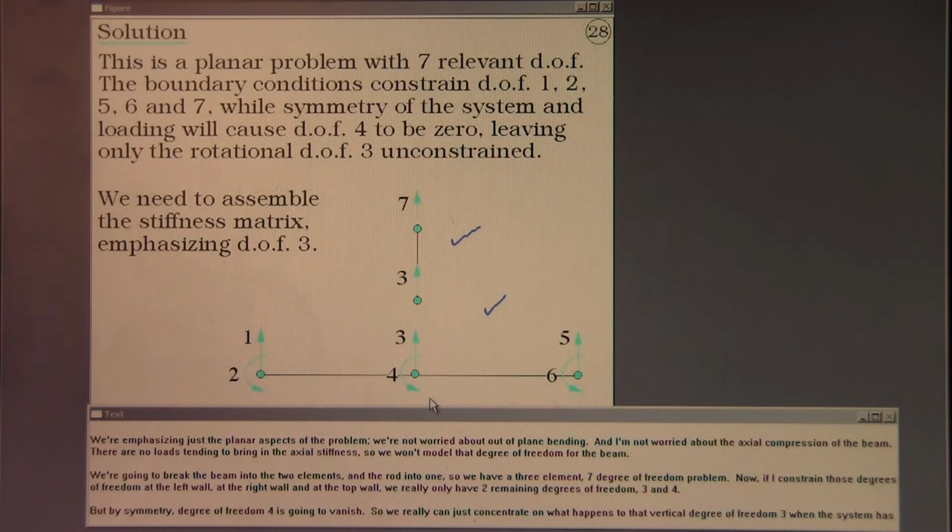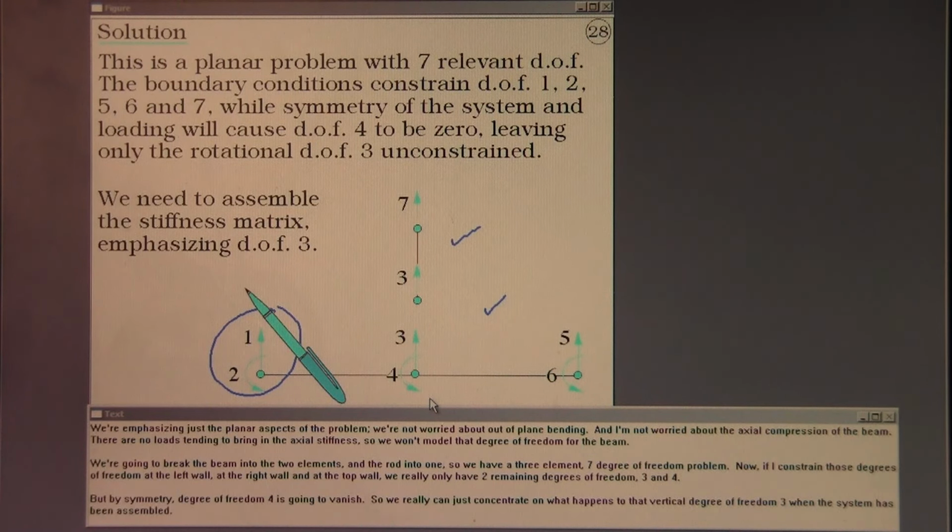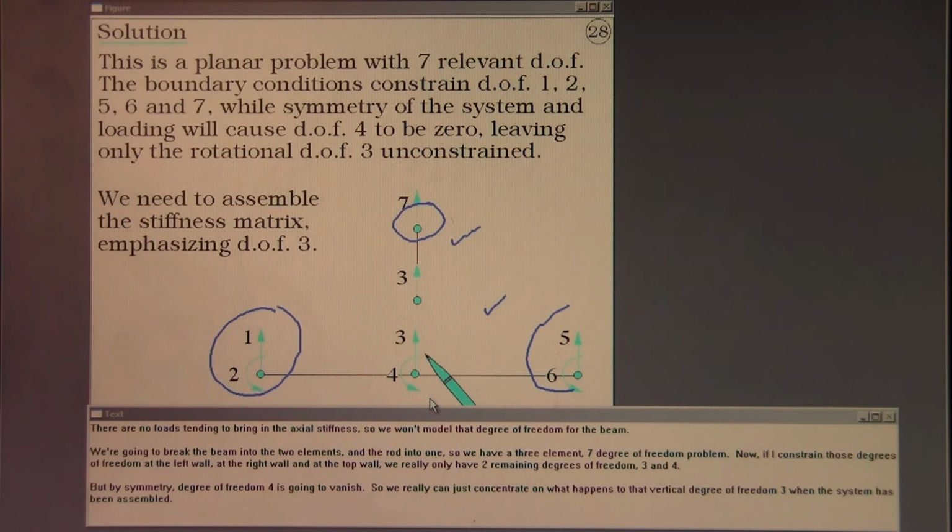Now, if I constrain those degrees of freedom at the left wall, at the right wall, and at the top wall, we really only have 2 remaining degrees of freedom, 3 and 4. But by symmetry, degree of freedom 4 is going to vanish. So we really can just concentrate on what happens to that vertical degree of freedom 3 when the system has been assembled.